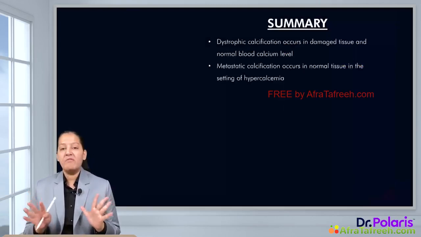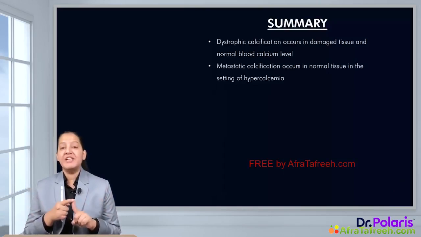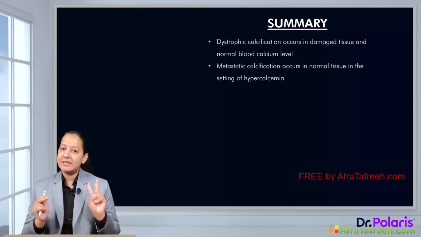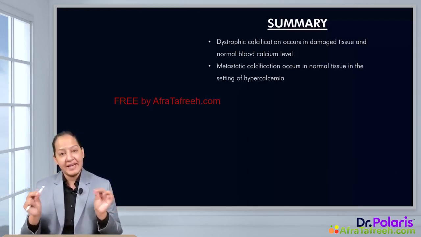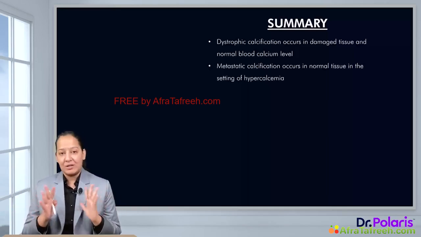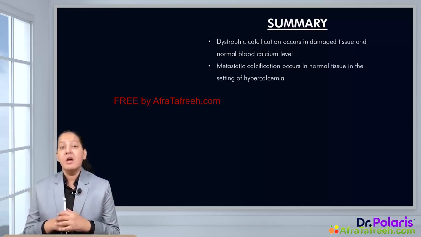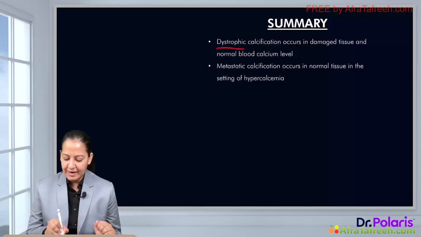In this video, we have learned what is pathologic calcification or heterotopic calcification. We have understood that calcium is normal in the bone and in the teeth. But apart from these two parts of the human body, that is enamel of teeth and osteoid of bone, if calcium is deposited in any other organ of the human body, it is abnormal and it is known as pathologic or heterotopic calcification. There are two types, dystrophic and metastatic.